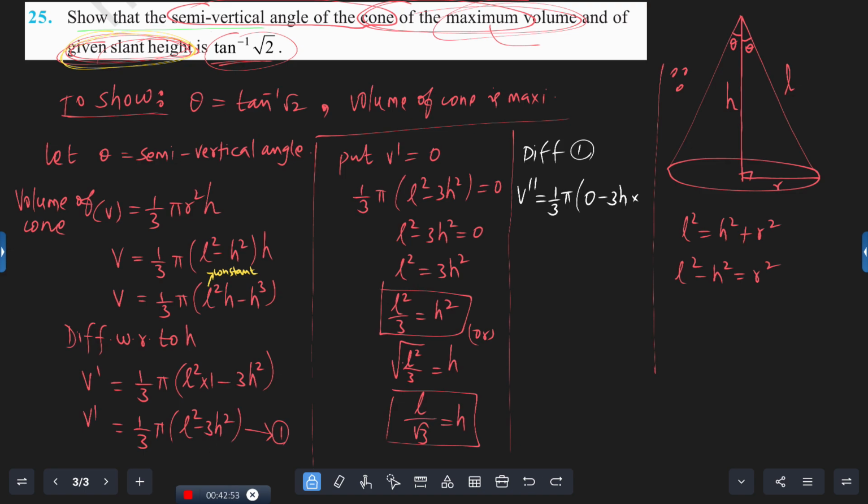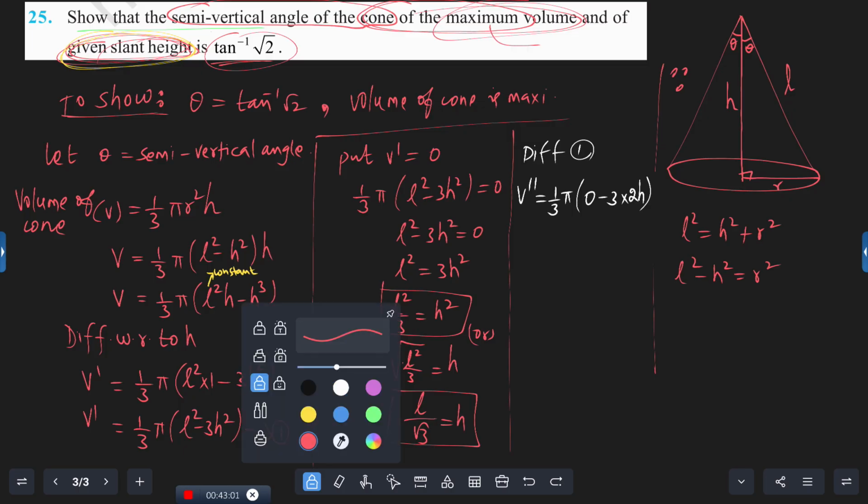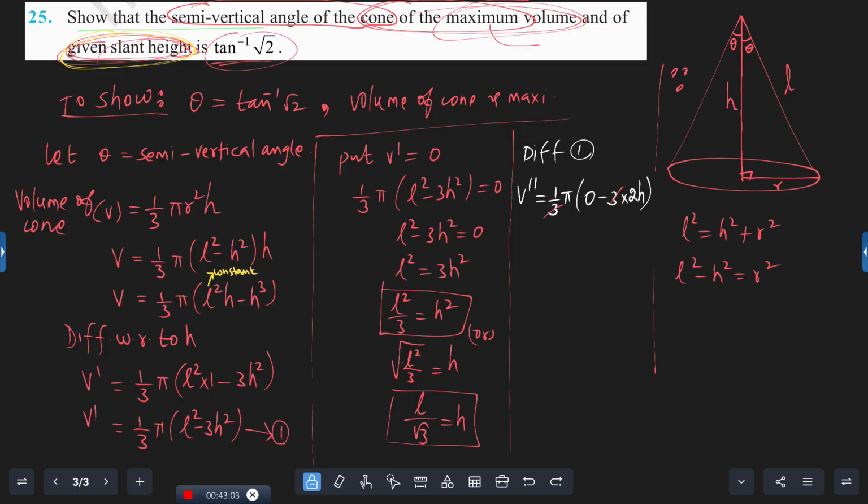Minus 3 times the derivative of H square, which is 2 times H. Understand? That's it. Now simplify this. What am I getting? The denominator and the numerator 3 cancel. Then I am getting minus 2 times H pi. This is V double dash.